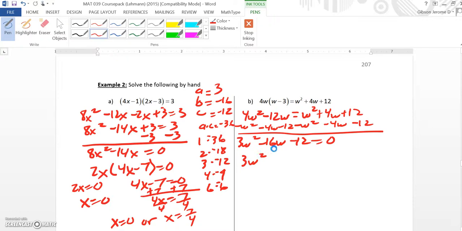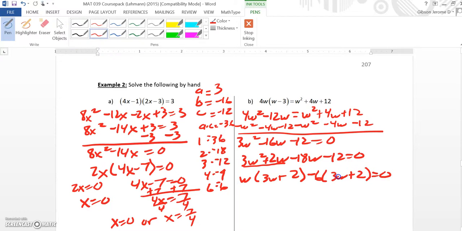So we will replace the negative 16w with a positive 2w minus 18w minus 12 equals 0. So we group the first two values. We can factor out a w. We add 3w plus 2. We group the second two values here. We can factor out a negative 6. And we add 3w plus 2. And it equals 0. Okay, now if you notice, these two parentheses are the same. So you'll write down one of them. And then everything on the outside you will write down. So we add w minus 6 equals 0.